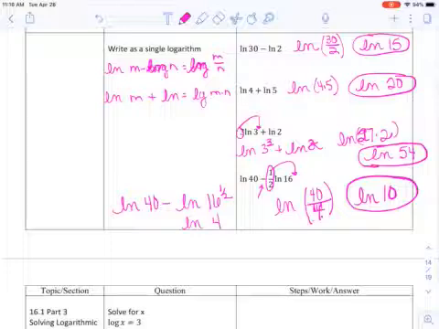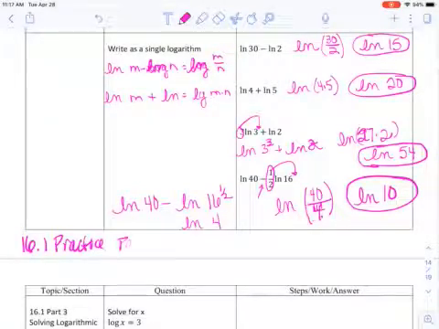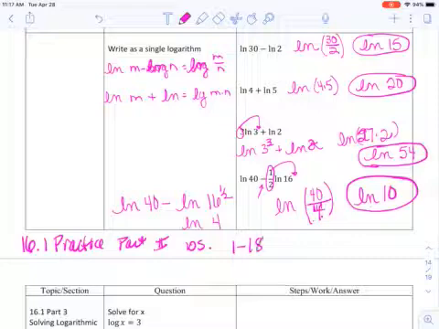Okay, so really, basically, this is doing the same thing as you did before, just now your base is e. So instead of writing log, you're going to write ln, and you're going to do the 16.1 practice part 2 worksheet that I'm going to attach, and you're going to do 1 through 18.